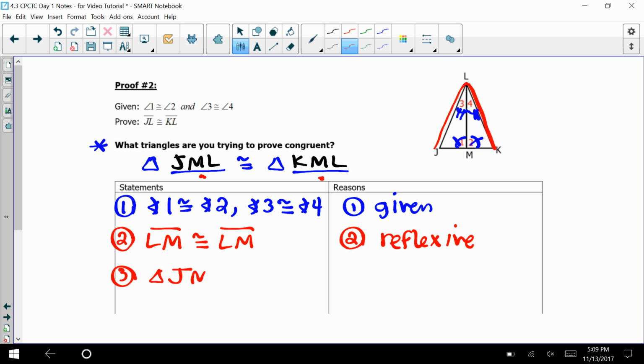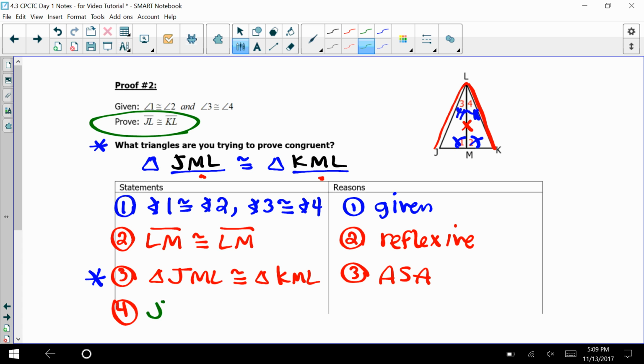So triangle JML is congruent to triangle KML through what postulate? Angle, side, angle. And now that we know the triangles are congruent, ding, ding, ding, now we can prove that JL is congruent to KL. And the reason for that is corresponding parts of congruent triangles are congruent. Again, we had to prove the triangles were congruent before we can use this as a reason.